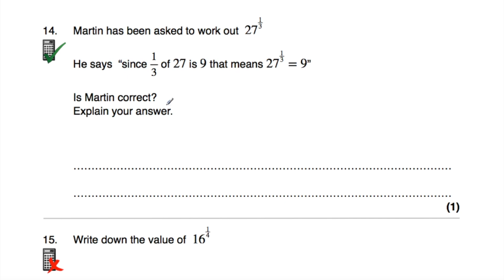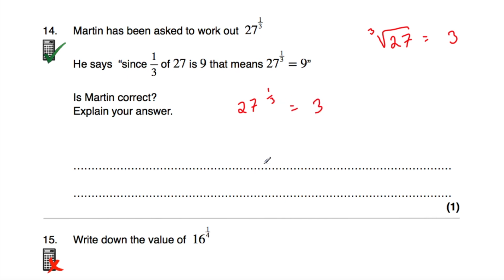And to explain our answer. Okay, so Martin has just worked out a third of 27, and that's not right. As we've talked about, if we've got to the power of a third, that means find the cube root of it. So we need to find the cube root of 27. And the cube root of 27 is 3, because 3 times 3 times 3 is equal to 27. So that means that Martin is incorrect, because it's not going to be 9. 27 to the power of a third is equal to 3.